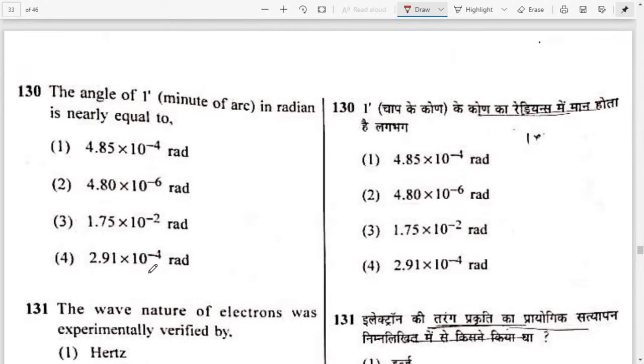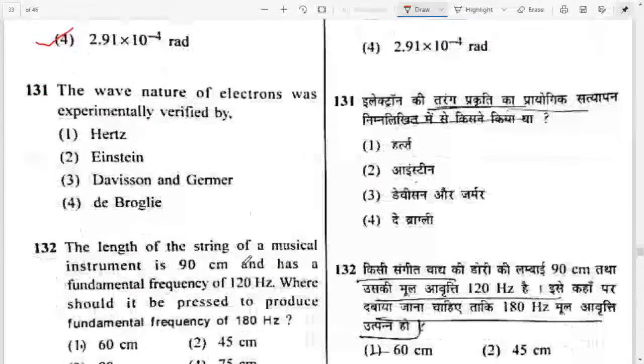Next, question number 130. The angle of 1, that is minute of arc, in radian, is nearly equal to, it is 2.91 into 10 to the power of minus 4 rad. That is option number 4 is correct option, students. Next, question number 131. The wave nature of electrons was experimentally verified by Davisson and Germer. Option number 3 is correct option, students.